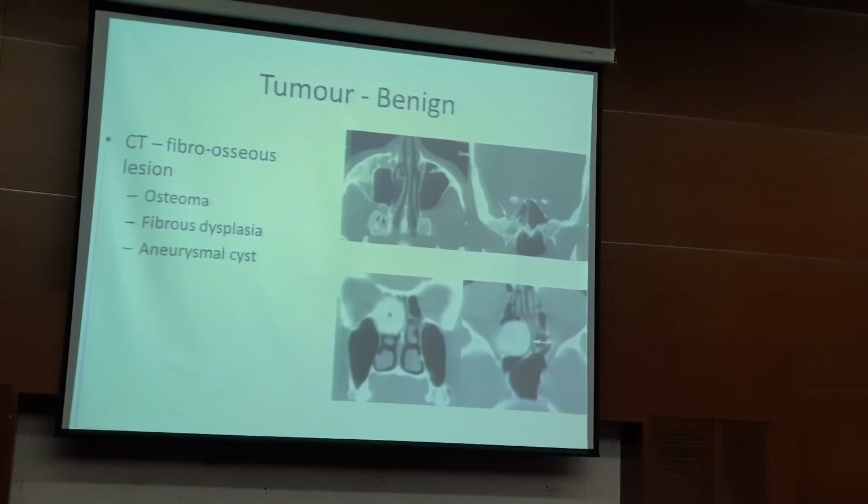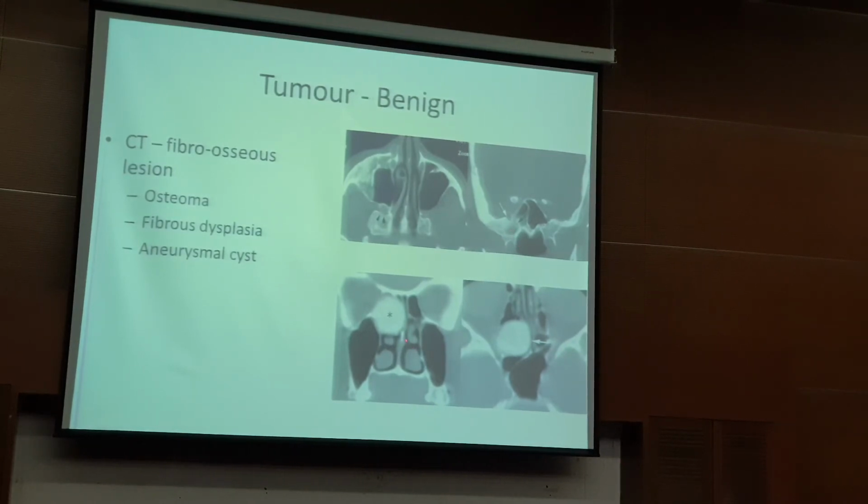Tumor, benign tumors. CT would be best, especially if you want to look for fibro-osseous lesion. Now if you look at these two cases, what we see is expanded bone with ground glass appearance. So this is what ground glass appearance looks like, and whenever we mention ground glass, it is fibrous dysplasia. And in fibrous dysplasia, sometimes you can see cystic lesion within, and that's the cystic component of the fibrous dysplasia.